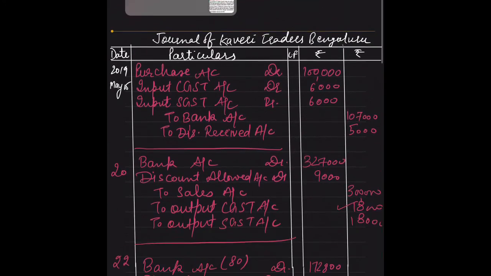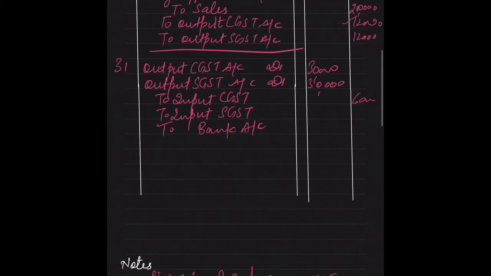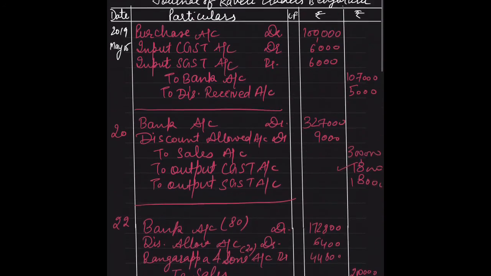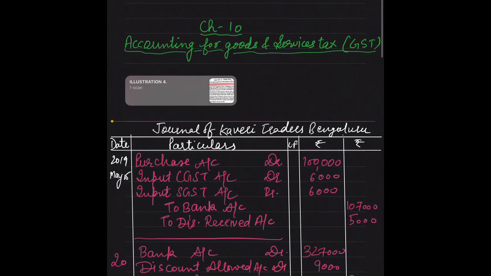Now calculate all the input. There is only one entry, 6,000 each for input CGST and input SGST. Now how do we calculate the amount of the bank? Total output of 60,000 minus total input of 12,000: the balance amount of 48,000 is paid to the government. Now the total is 7,32,000; 7,32,000 is equal on the debit side and the credit side. Now you can solve the practical questions related to the intrastate.